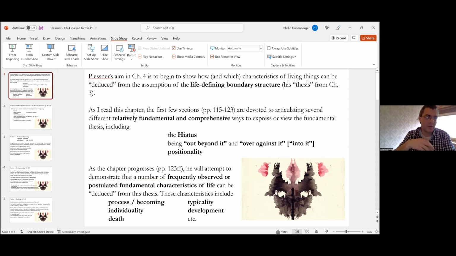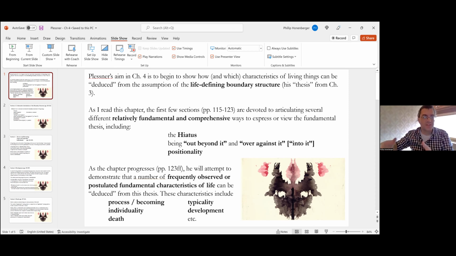Later, he's going to be talking about systematicity, and he draws on Driesch and the idea of harmonious equipotentiality. So what happens later in the chapter, and it's really the main meat of the chapter, is going through some of these characteristics of life that have sometimes been pointed to as remarkable, distinctive features of life, and explaining them in terms of this thesis about the boundary relation.